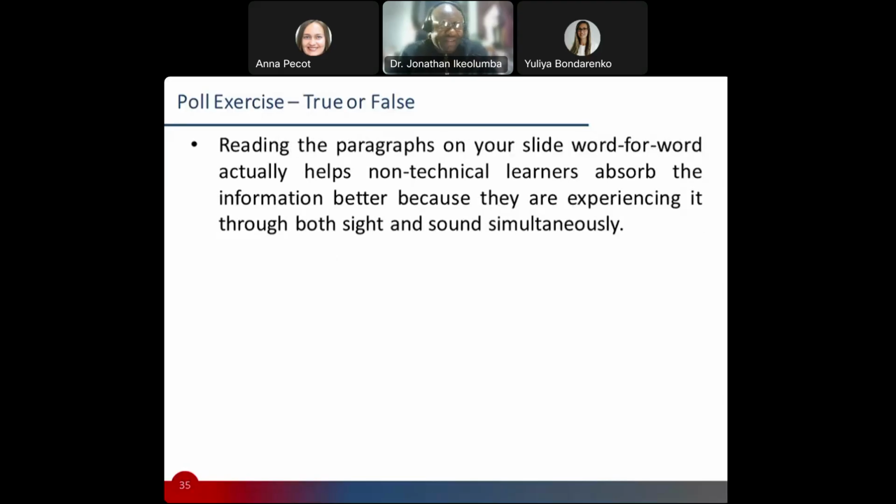All right, I have another exercise. Reading the paragraphs on your slide word for word can actually help your non-technical learners absorb the information better because they are experiencing it both by sight and by sound simultaneously. Do you agree with that point? Meaning, do we read our slide word for word so that non-technical people can flow with the session? So what's your take on that? Is that true or false? Is that a good approach or a wrong approach?